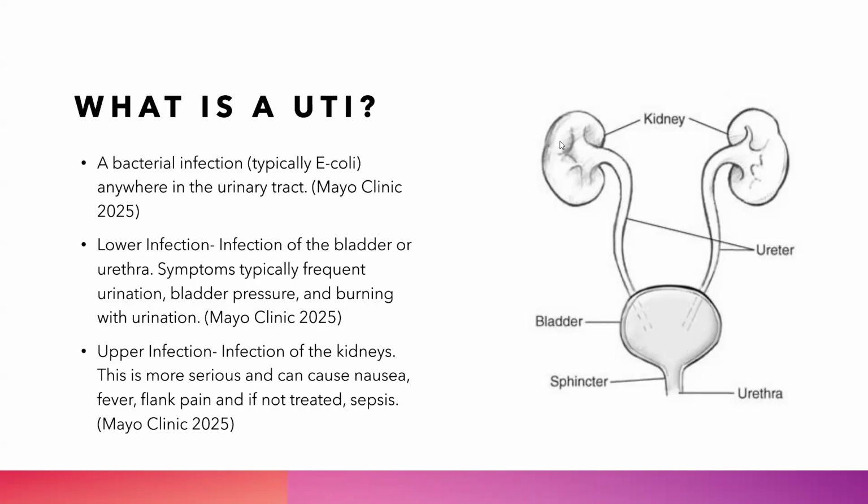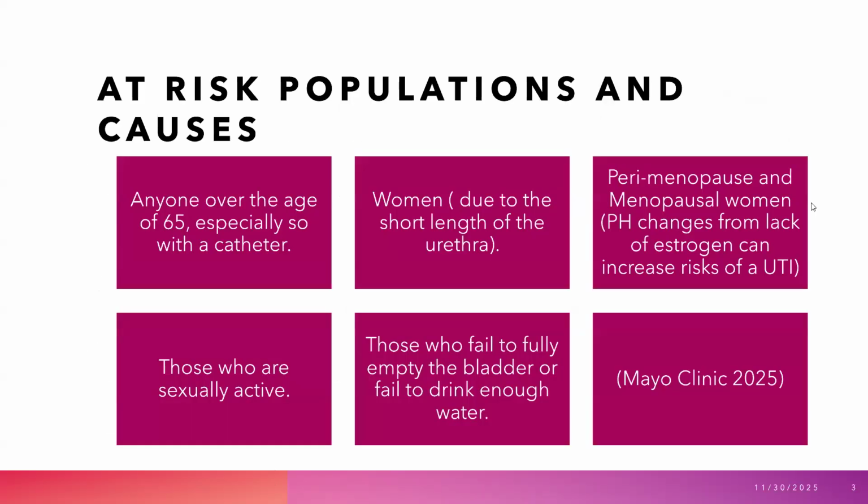What can happen if we don't address a lower infection is that the E. coli or other bacterium is able to travel up the ureter into the kidneys. Once it's in the kidneys, this is known as an upper infection. This is more serious, can cause nausea, fever, flank pain, which is pain from the kidneys that you feel in the back, kind of under your ribs. It can cause blood in the urine, and if not treated, kidney scarring as well as sepsis. This is a big one when we see elderly patients in the ER for UTIs. This is a major concern.